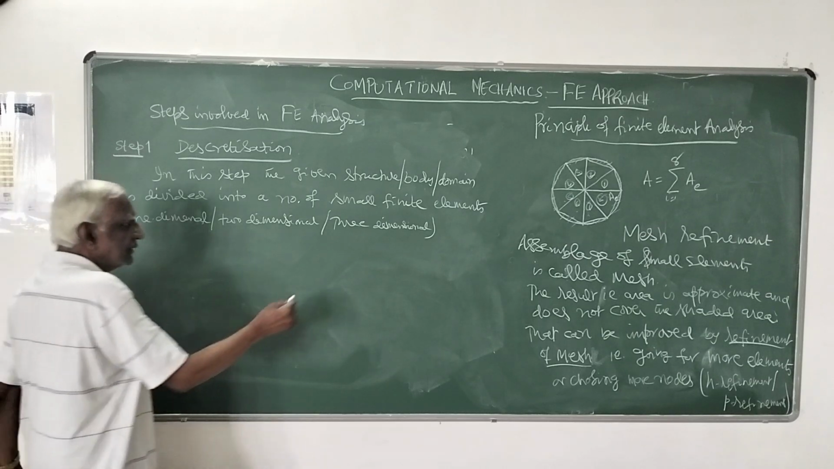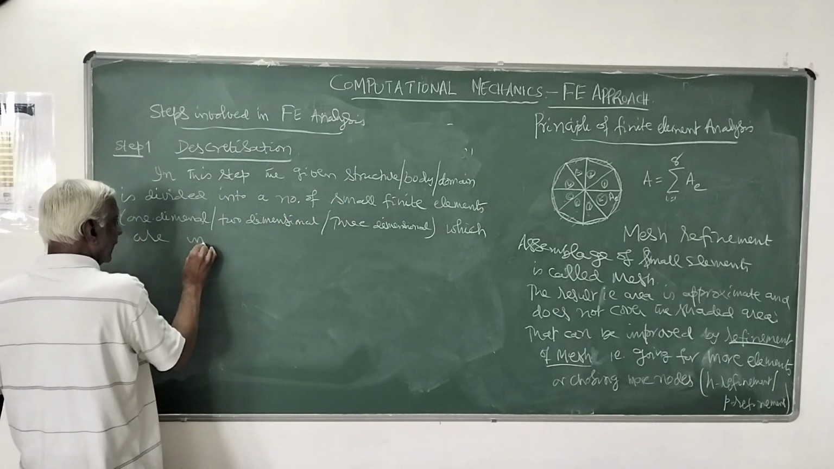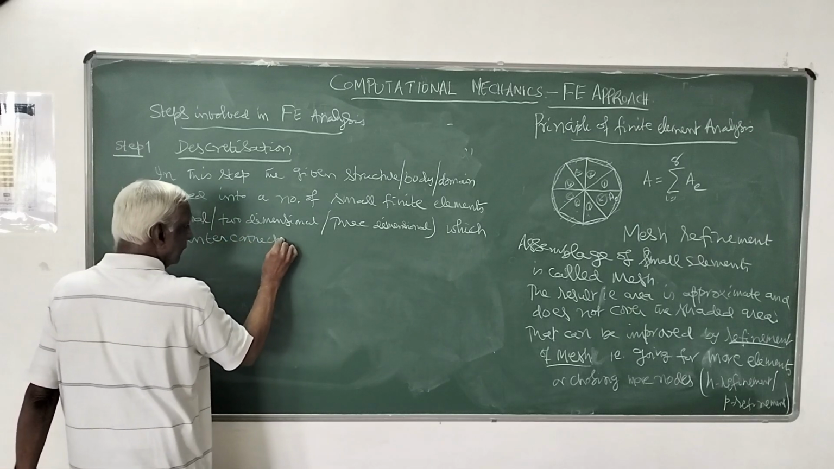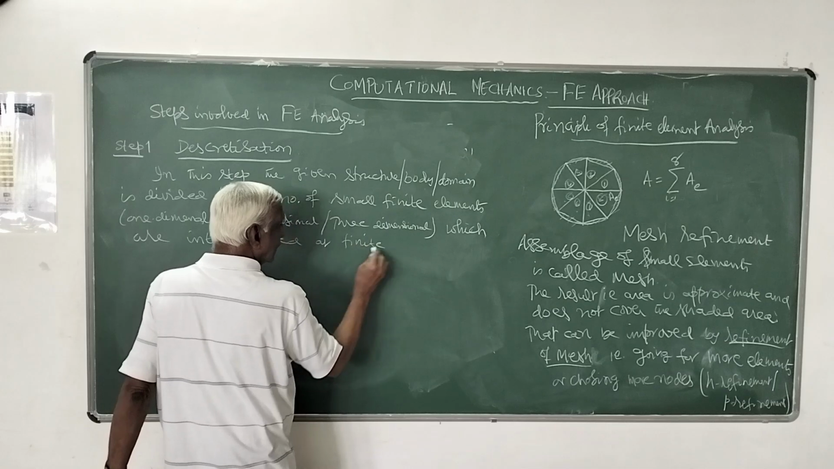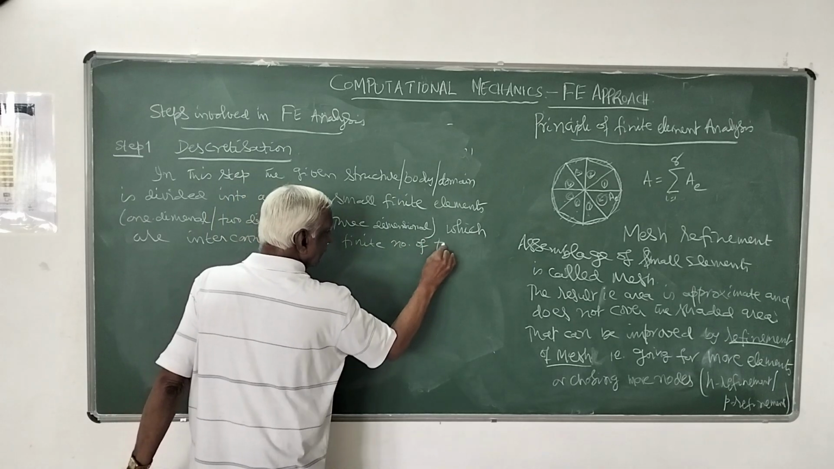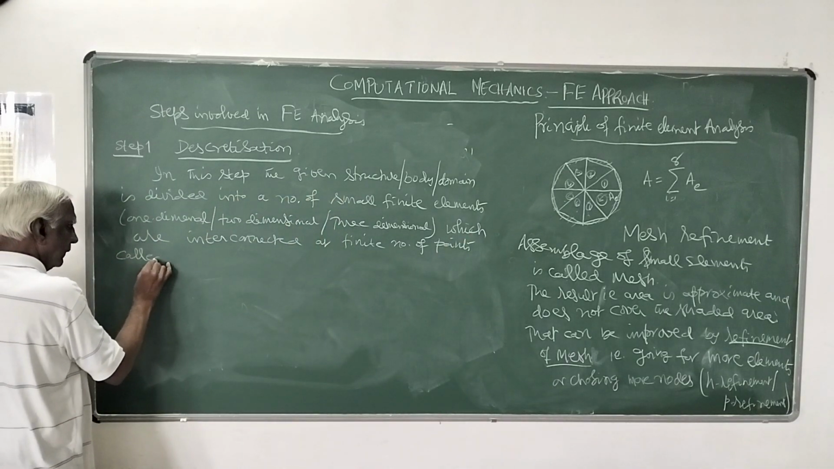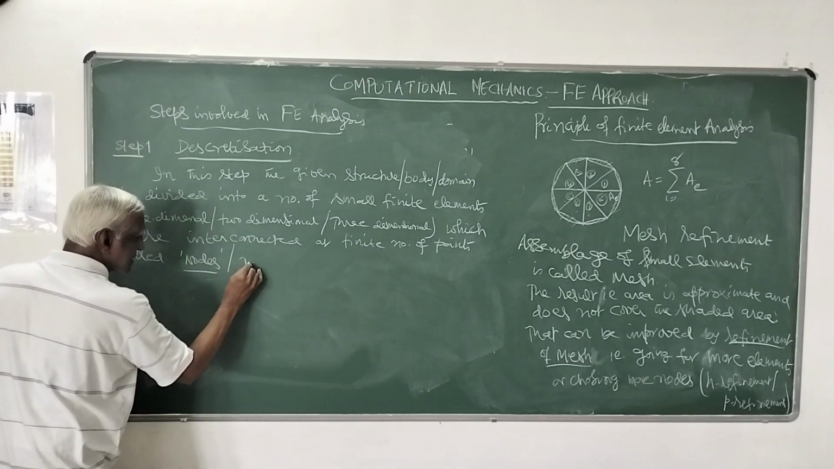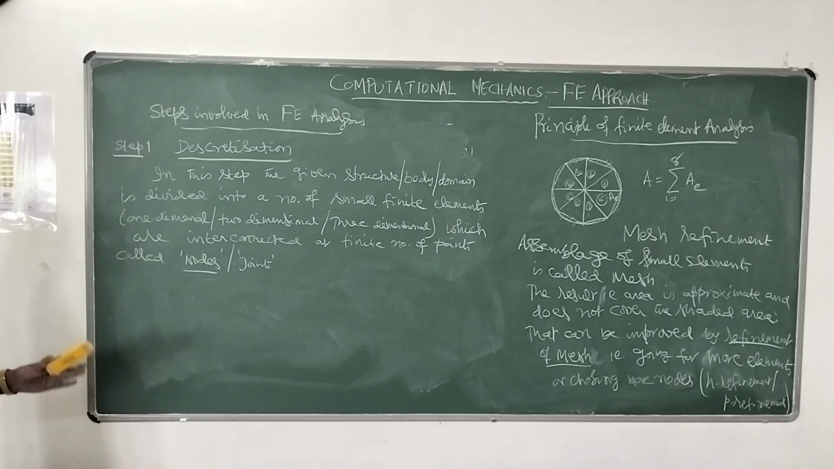which are interconnected at a finite number of points called nodes or joints. Nodes or joints. Elements or members. Nodes or joints.